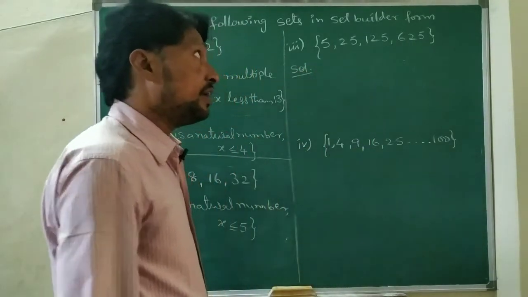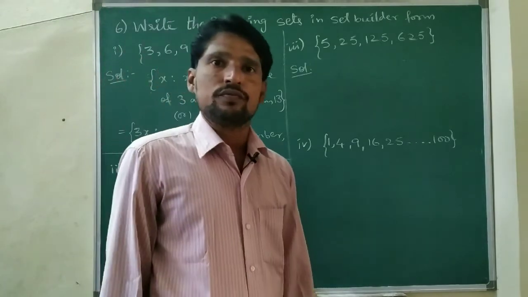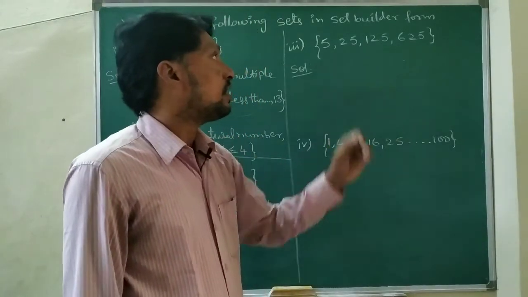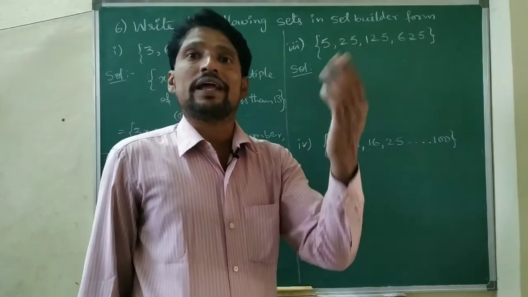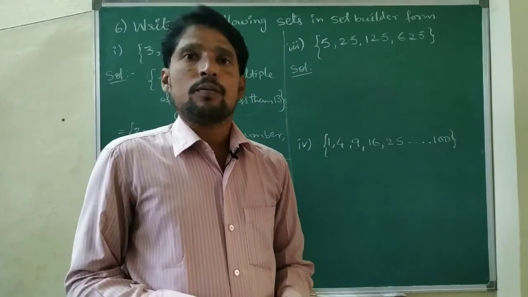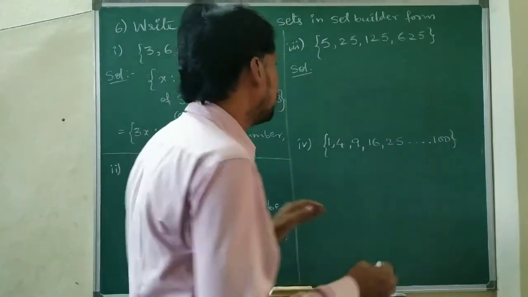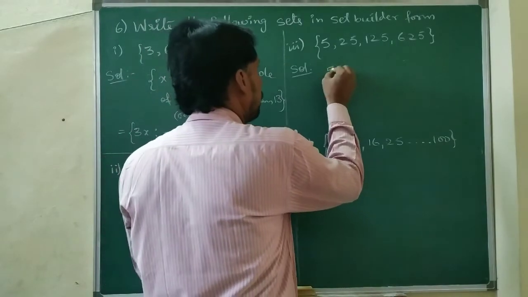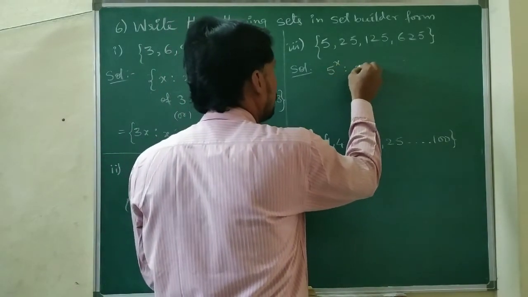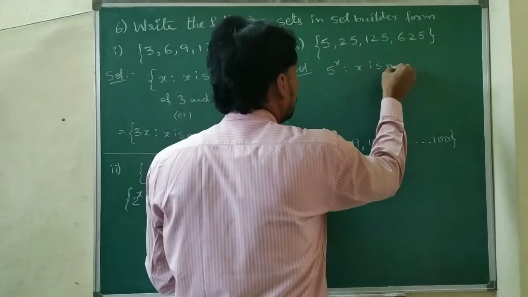5, 25, 125 and 625. These are all of the form 5 power x, meaning powers of 5. See here, we can write 5 power x such that x is a natural number.